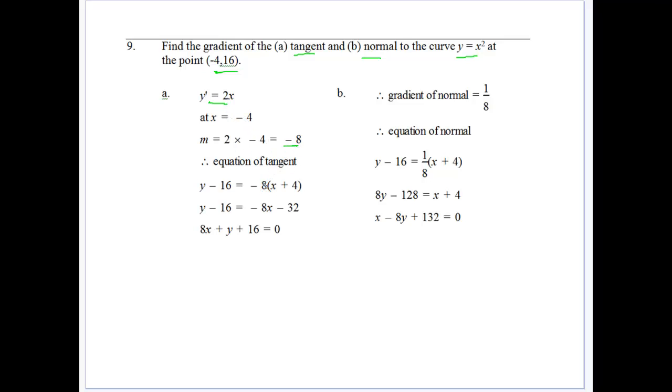We substitute that in for our gradient. Our point is (-4, 16). And then we'll expand out. So minus 8x minus 32, take them across, gives us 8x plus y plus 16.